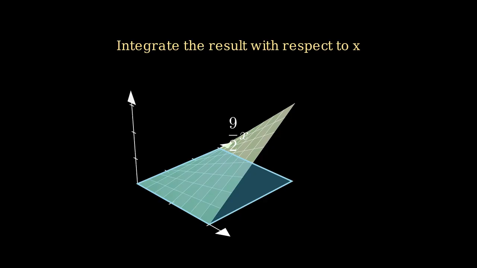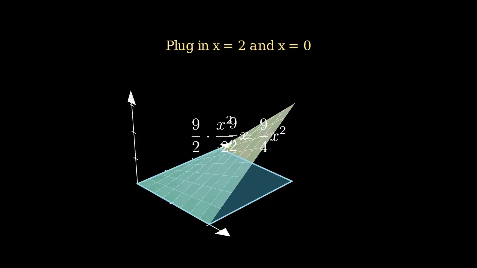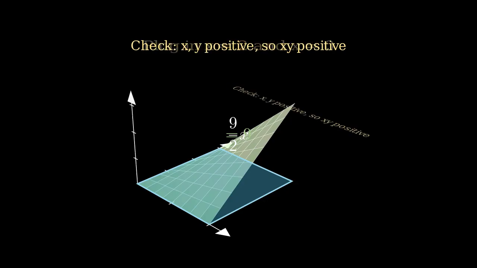Next, we integrate this result, 9 over 2 times x, with respect to x from 0 to 2. The integral of 9 over 2 times x with respect to x is 9 over 2 times x squared divided by 2, which simplifies to 9 over 4 times x squared. Plugging in the boundary values for x, at x equals 2 we get 9 over 4 times 4, which is 9, and at x equals 0 we get 0, so the double integral over the rectangle equals 9. Check step. The function x times y stays positive everywhere on this rectangle, since both x and y are positive there, so a positive volume of 9 makes sense.